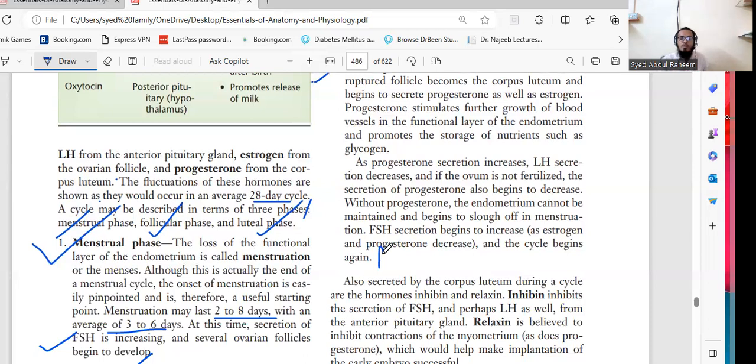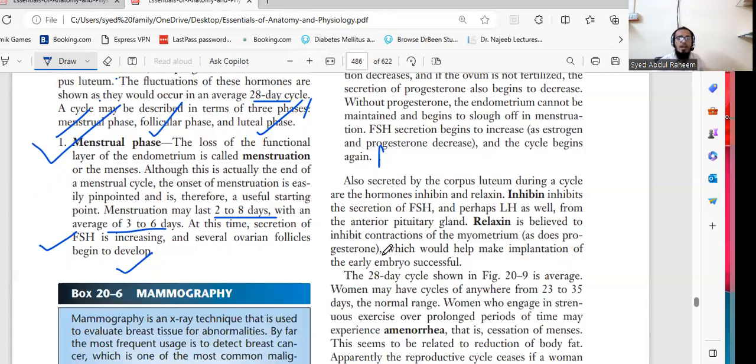Again, if fertilization doesn't happen, what will happen? Contraction of the uterus will happen. So what will it do? The functional layer will be released from the uterus. So how does it happen? The inhibin hormone and relaxin hormone will help. It will stop the secretion of FSH, since fertilization doesn't happen.